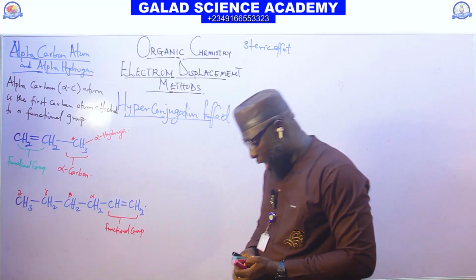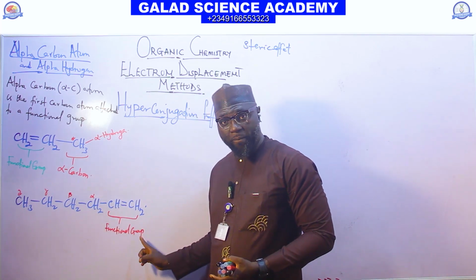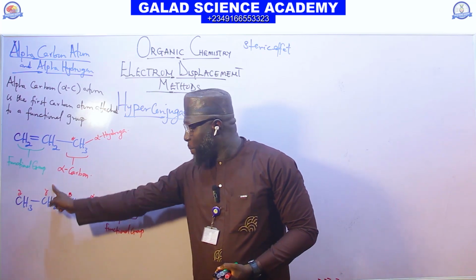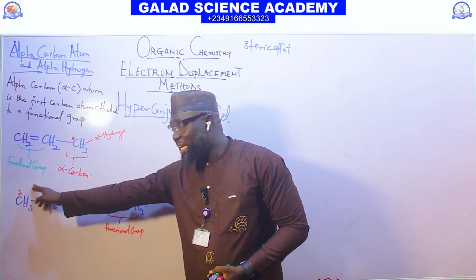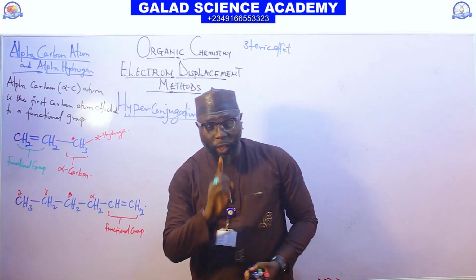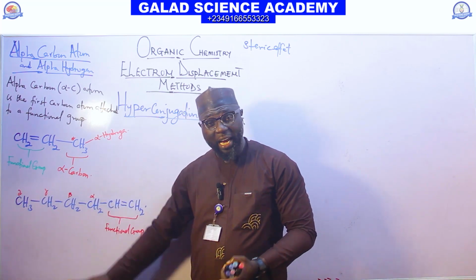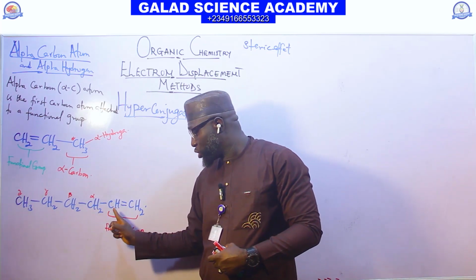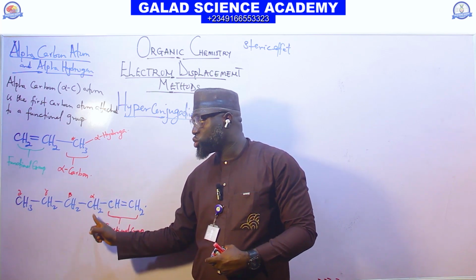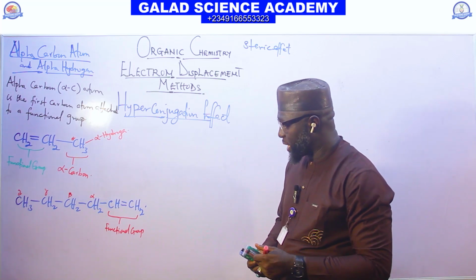Now, how many alpha hydrogen do we have in this compound? We have two. How many beta hydrogen? We have two. How many gamma hydrogen? We have two. How many delta hydrogen? Three. So what we need here is alpha carbon. We are not concerned about beta and gamma and others. The carbon attached firstly to the functional group is called alpha carbon. So how many hydrogen are attached to it? Two. These two are alpha hydrogen.